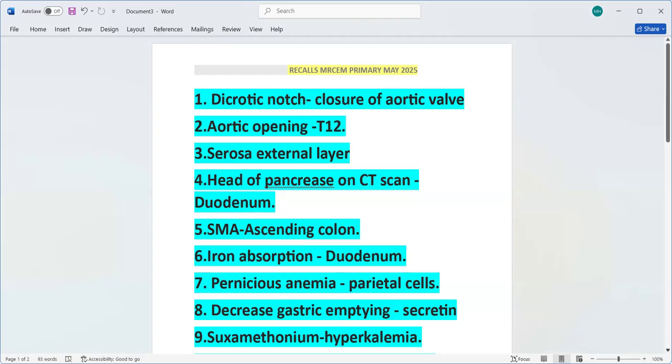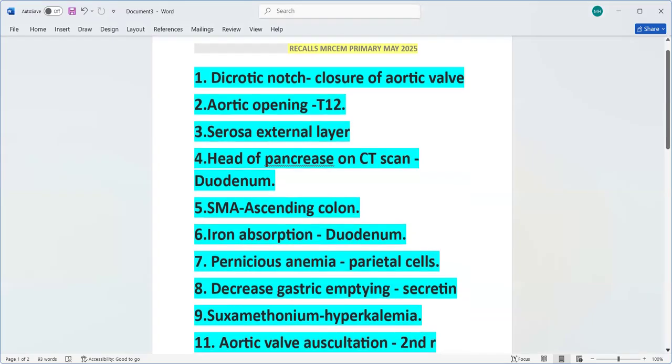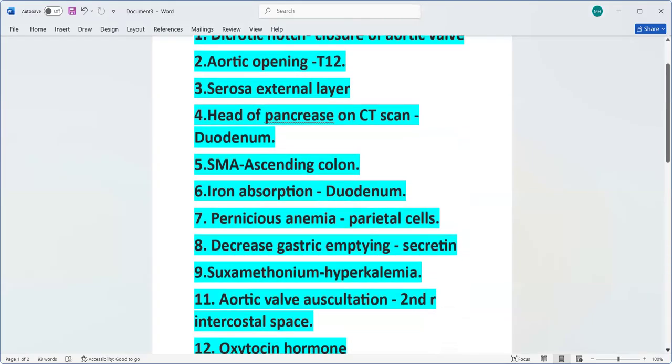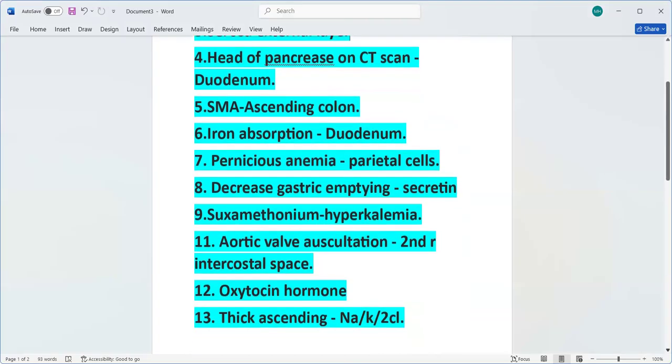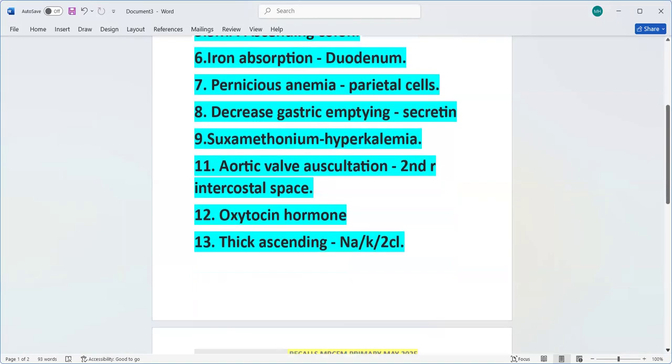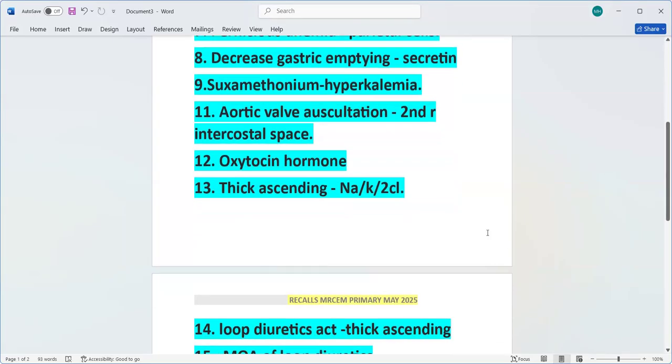There are other side effects and adverse effects of succinylcholine as well. So hyperkalemia is the correct answer. Succinylcholine causes hyperkalemia.